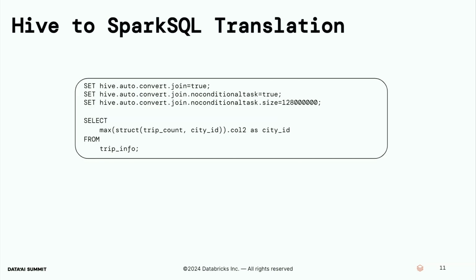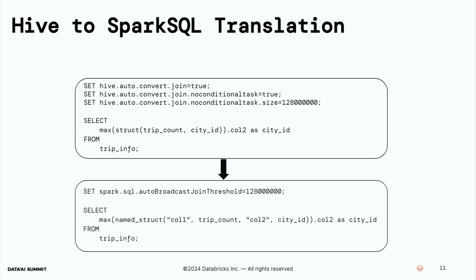Here's an example of a Hive payload being translated into a Spark payload. So this Hive payload is translated to this Spark payload. If you see, auto convert join configs are translated into auto broadcast threshold in Spark. And if you look at the query, the struct built-in is translated into named_struct with the column names being the default column names that are generated by struct in Hive.